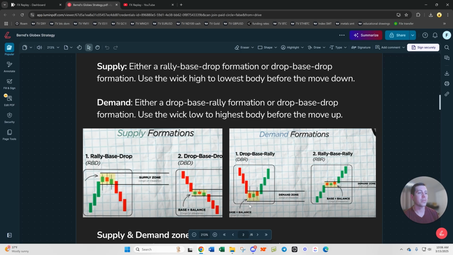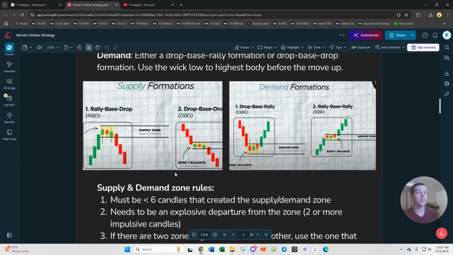And then vice versa for demand, we have a drop-based rally. So price moves down, consolidates, and then shifts to the upside. He will use the highest body in this case before price starts moving with decisive candles to the upside, using the wick low as the bottom of the demand zone. And then similarly, rally-based rally, price moves up, consolidates, and then continues, using the body high before price decides it's moving to the upside.